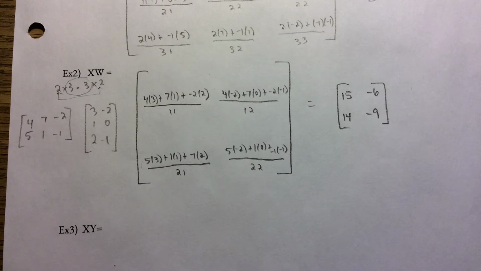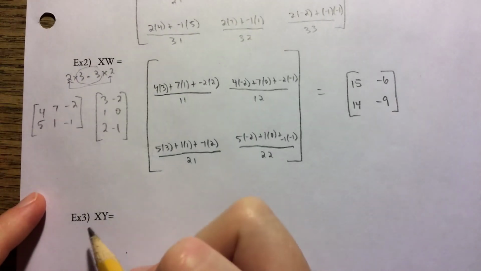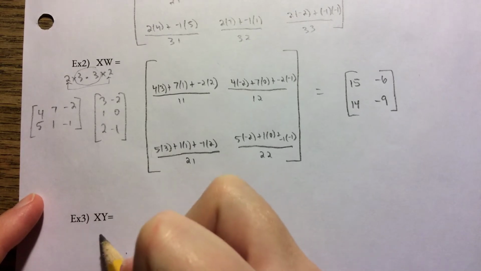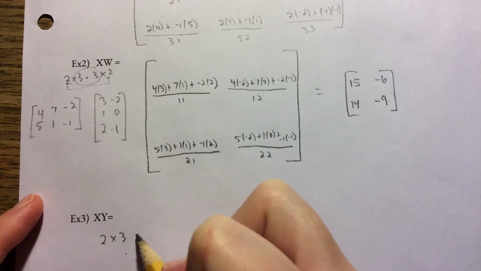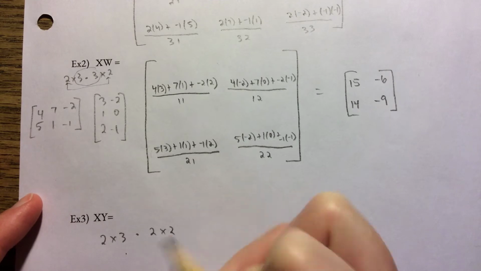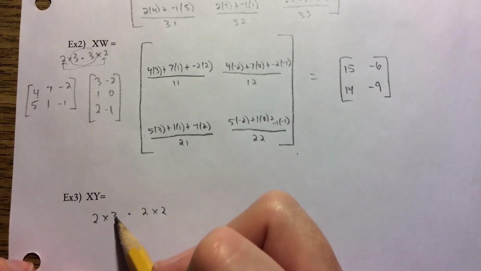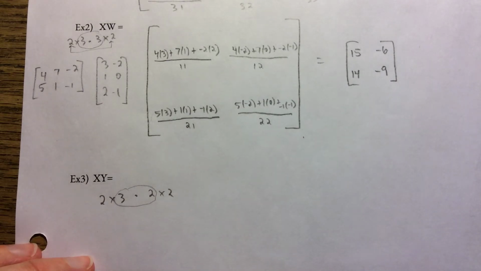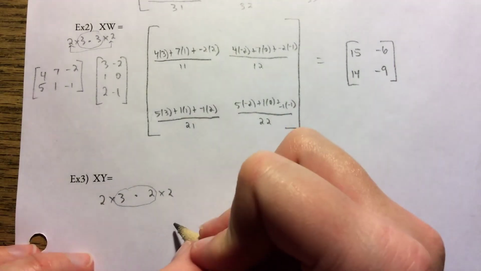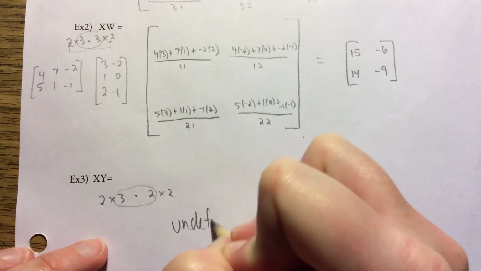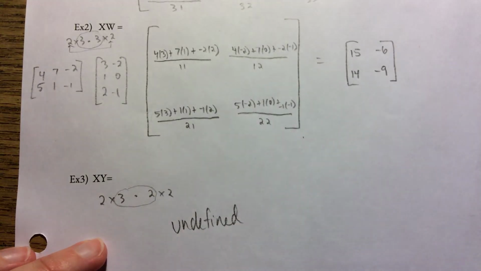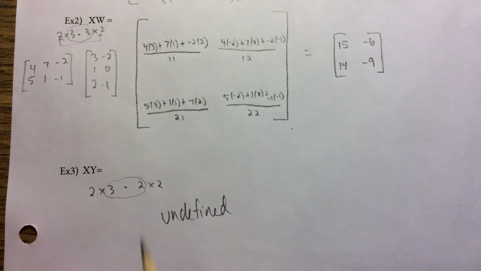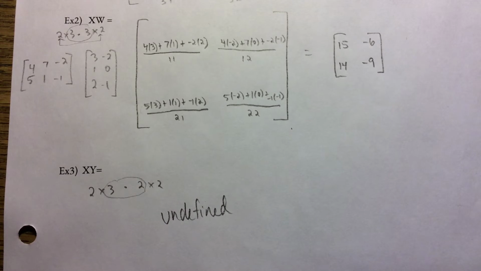All right, XY. So X is a 2 by 3, and Y is a 2 by 2. So in that order, I first check here, those numbers do not match up. So that means I cannot multiply this, so I'm going to say undefined. That means that I am not even able to multiply those at all.